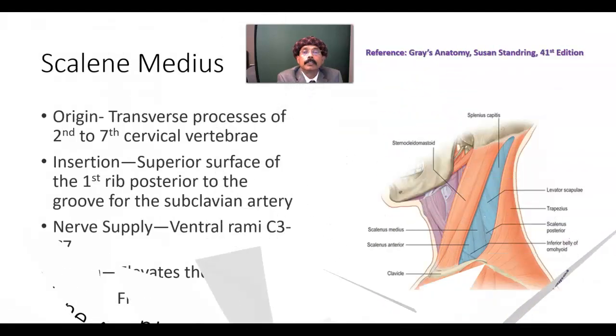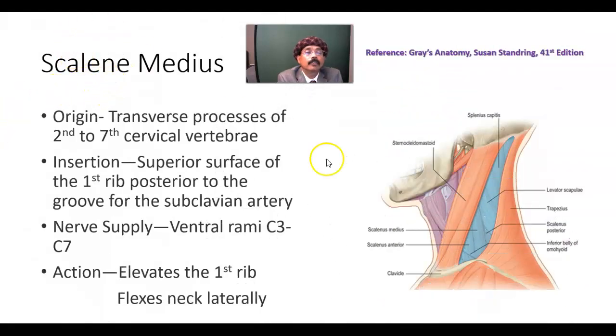Now the scalene medius muscle. Again, we go to the posterior triangle. The floor is partly formed by the scalene anterior, scalene medius, and the scalene posterior muscle. Scalene medius origin: transverse processes of the second to seventh cervical vertebrae. Insertion: superior surface of the first rib, posterior to the groove for the subclavian artery.